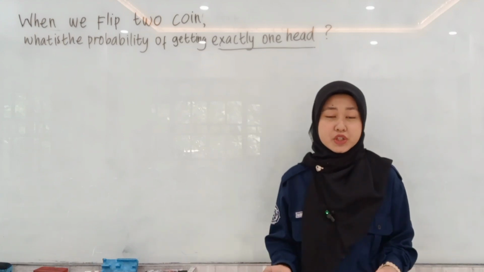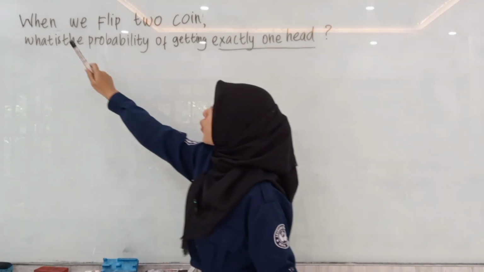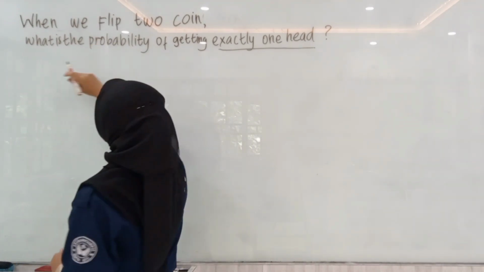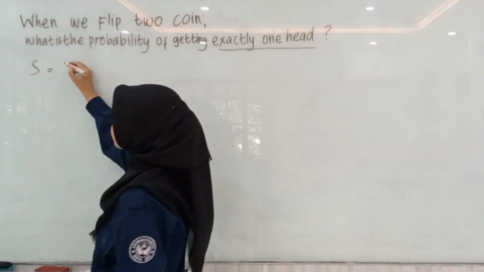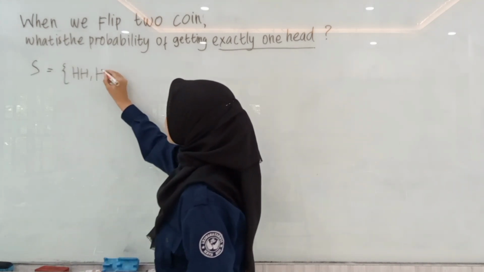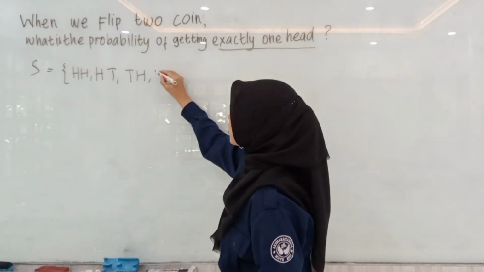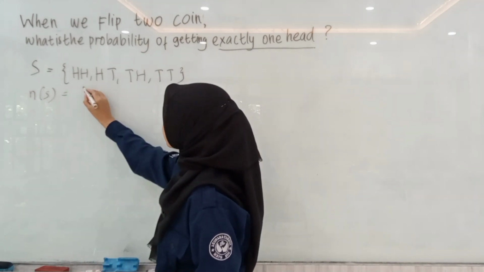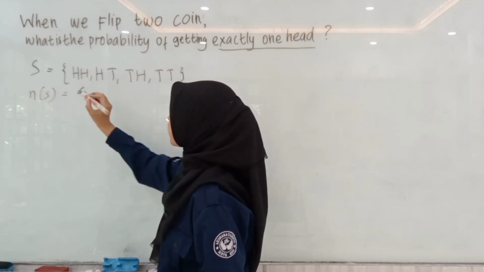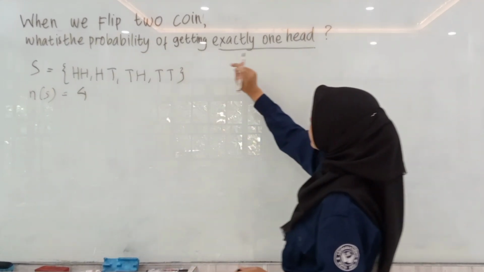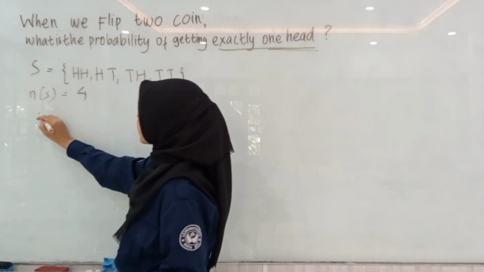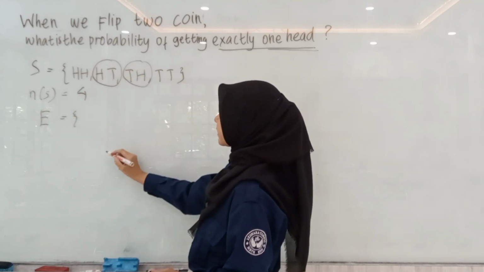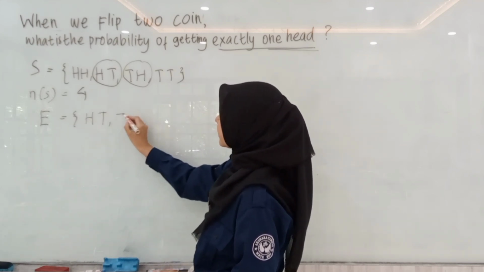Okay guys, now we try to answer the questions. The first question is, when we flip two coins, what is the probability of getting exactly one head? We know when we flip two coins, the sample space is head head, head tail, tail head, and also tail tail. Then the number of elements in the sample space: 1, 2, 3, 4. They are 4. After that, the probability of getting exactly one head. So here I can write the event of one head: just head tail or tail head. So I can write here head tail and tail head.